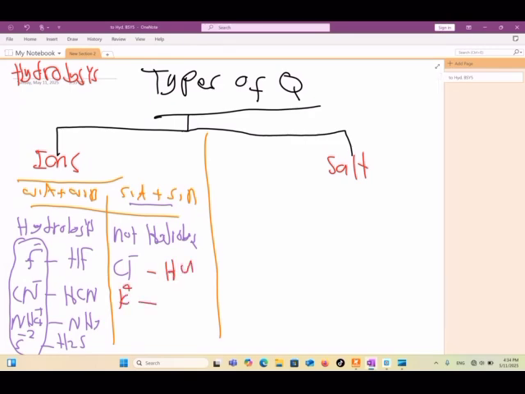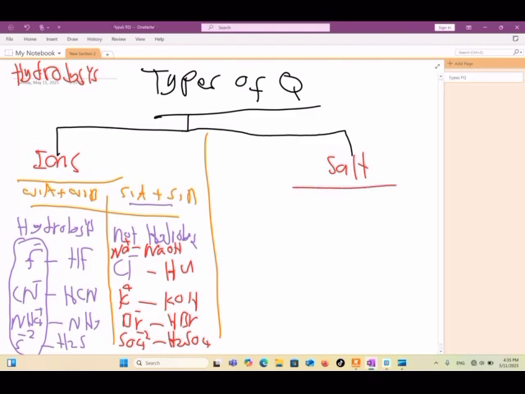K⁺, we obtain from KOH. It does not undergo hydrolysis. Br⁻, from HBr. SO4²⁻, from H2SO4. So they do not undergo hydrolysis because we obtain them from strong acids and strong bases, guys. About the salts, we have got four types of salts, guys.